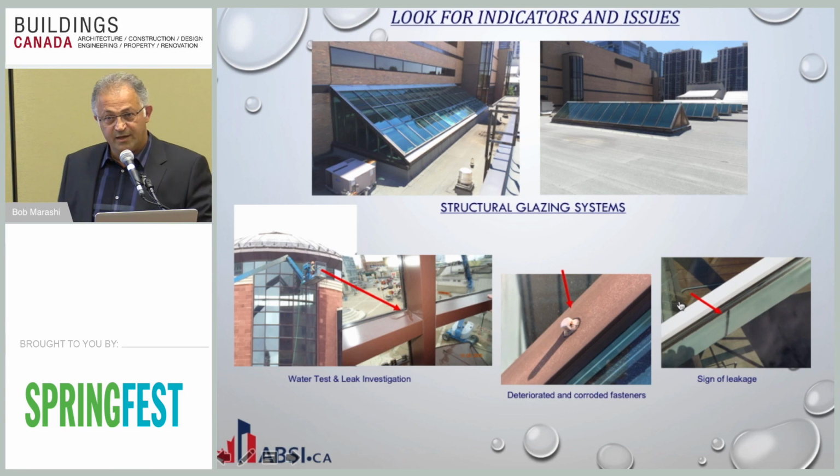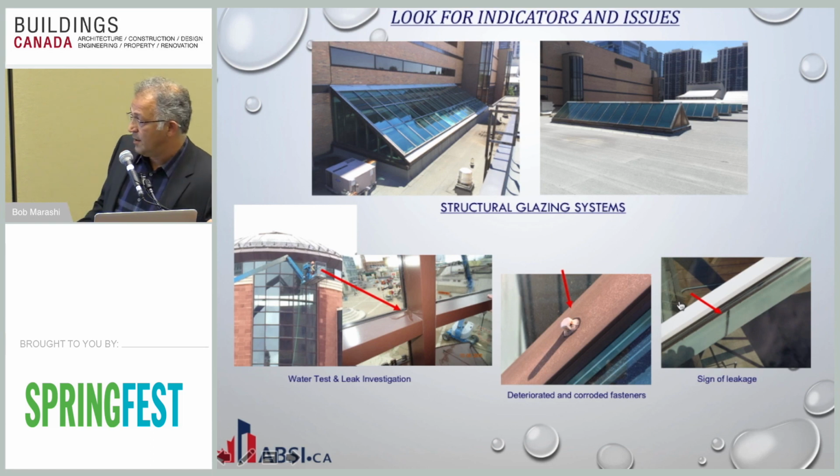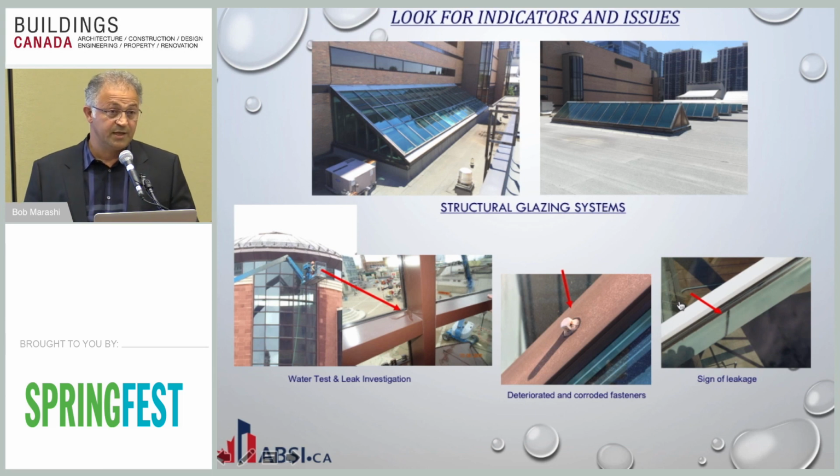If you have any indication on your systems where components are rusting out, fading away, sealants are drying out, that's an indication of aging. You need to address it. You need to fix it before it's too late. Water leak inside is an indicator that there is a problem and you need to look at it.